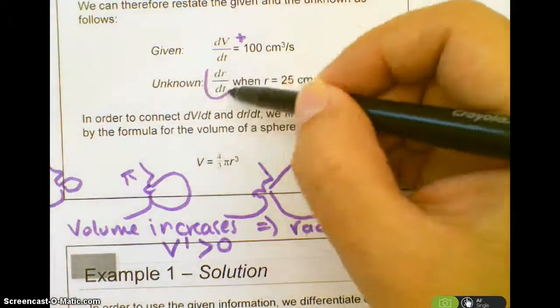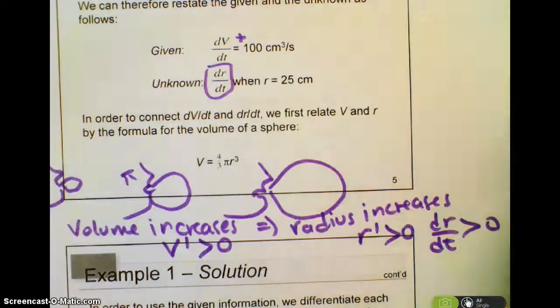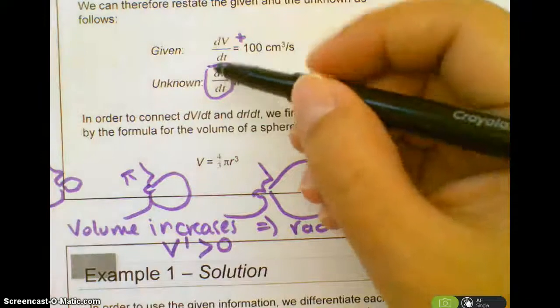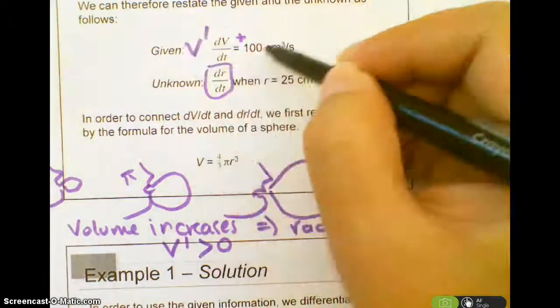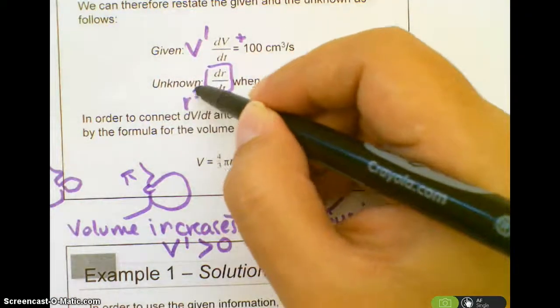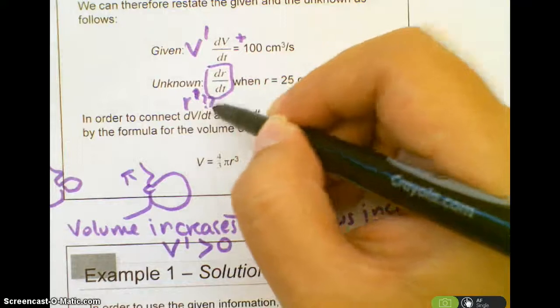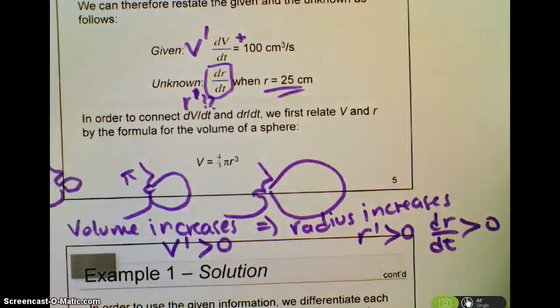And this is what they are asking. How fast is the radius changing? So what we're given, V prime, is 100. What we're asked is R prime. I don't know how much that is when the radius is 25.